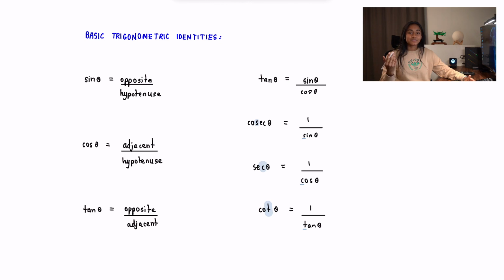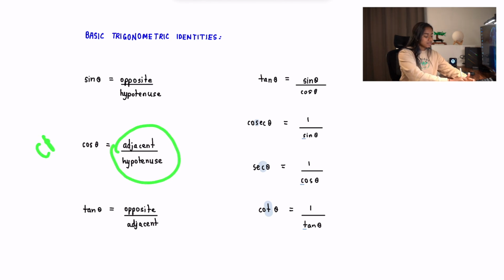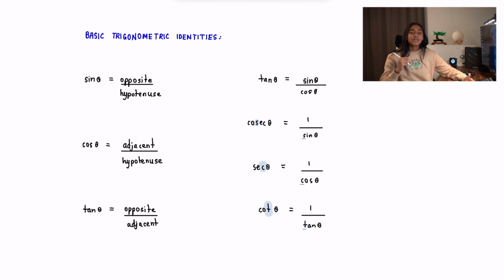The first three are from a very famous mnemonic, SOHCAHTOA: sine, cos, and tan, and their relationship with the sides of a triangle. From a right angle triangle, we can see that sine theta is equal to opposite over hypotenuse. Cos theta is equal to adjacent over hypotenuse, and tan theta is equal to opposite over adjacent. We also need to know that tan theta is equal to sine theta over cos theta.